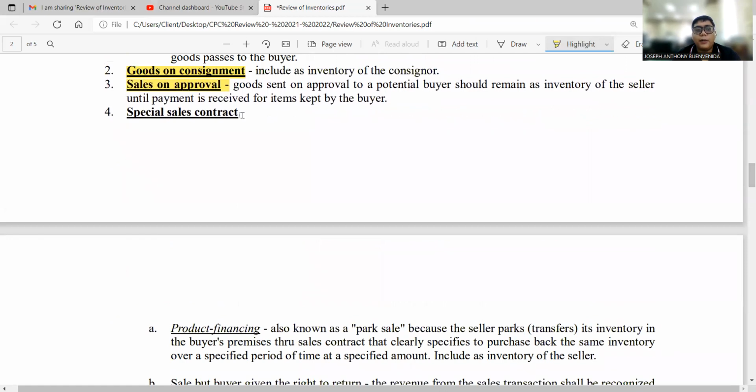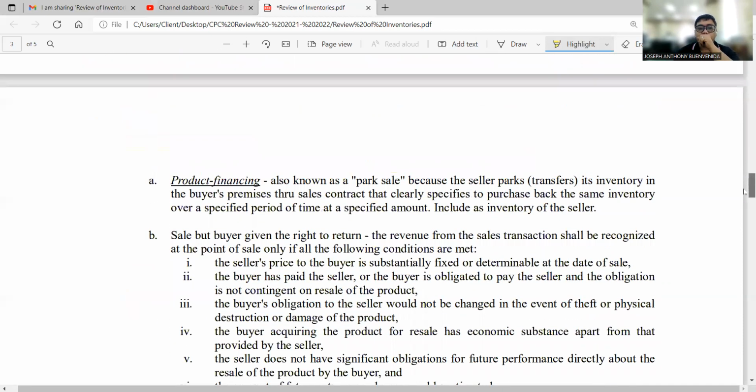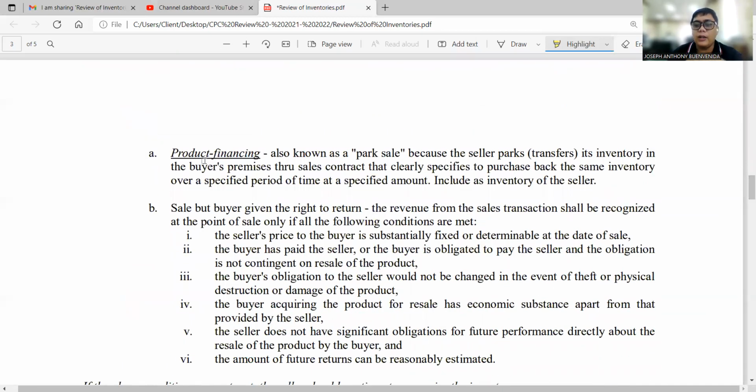Next, mga special sales contracts. Ano yung mga special sales contracts? Next, ano yung mga special sales na contract? First will be the product financing, also known as the park sale.